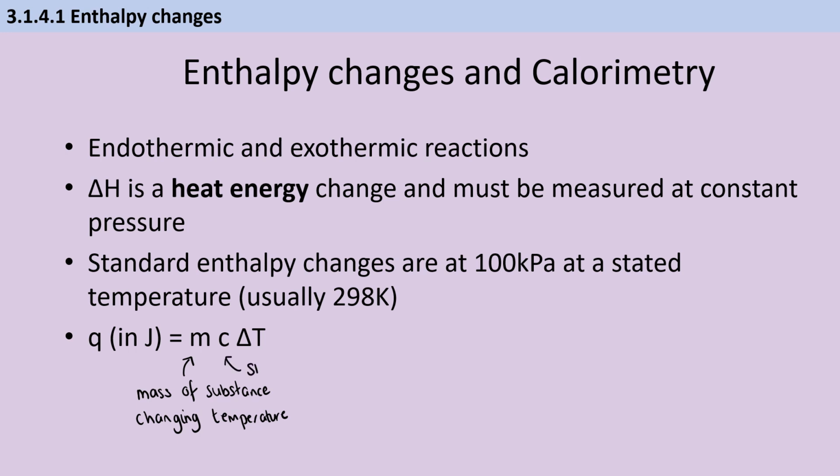Then c is the specific heat capacity, which you're going to be given in the question, and delta T is the change in temperature. And because it's a change in temperature, it doesn't matter if the temperature is measured in degrees C or in Kelvin. You don't need to convert because the change will be the same.